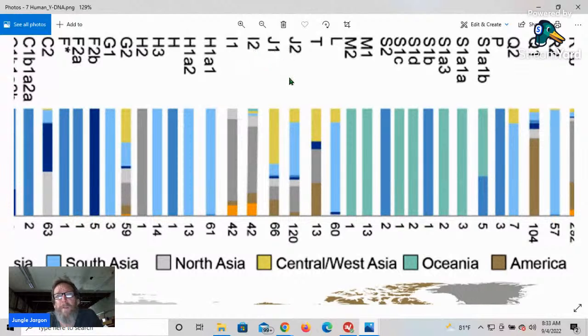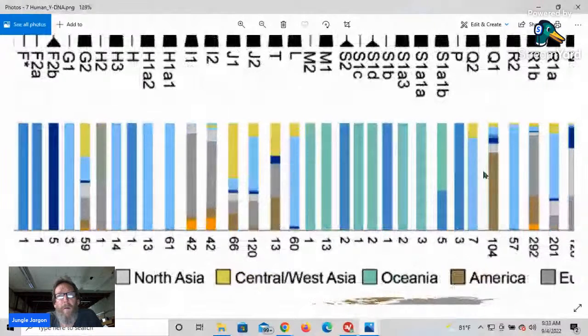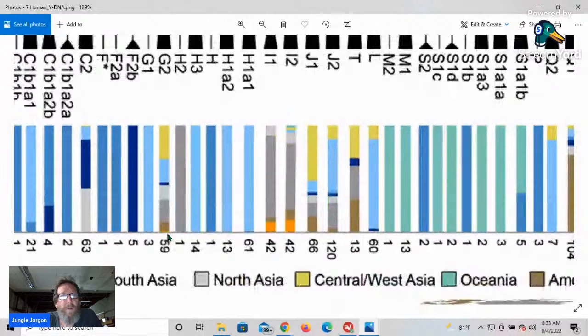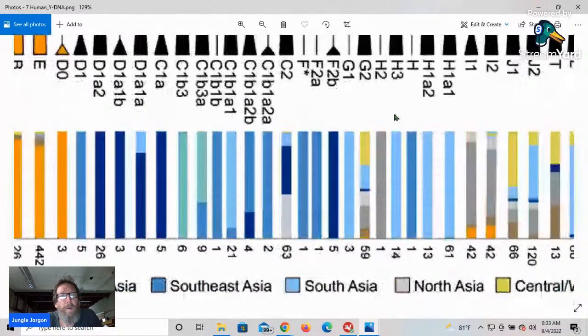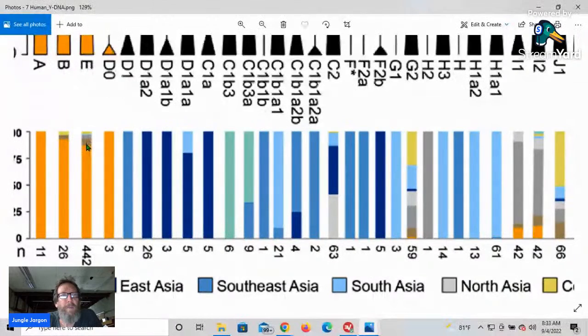Mediterranean, Mediterranean, Mediterranean, Mediterranean, Mediterranean. All Mediterranean. G, Assyrian, Mediterranean in America. E, Mitzrayim, Mediterranean in America. B, probably Mediterranean in America.